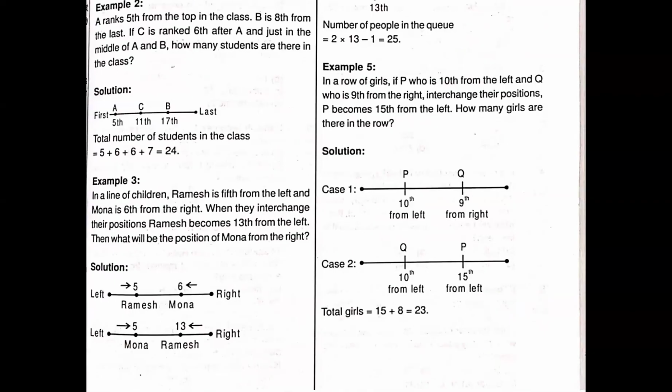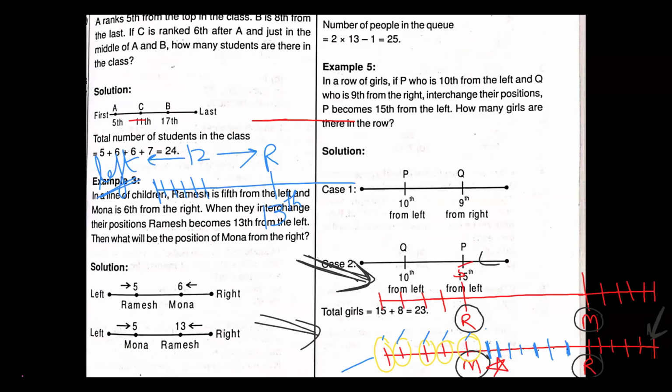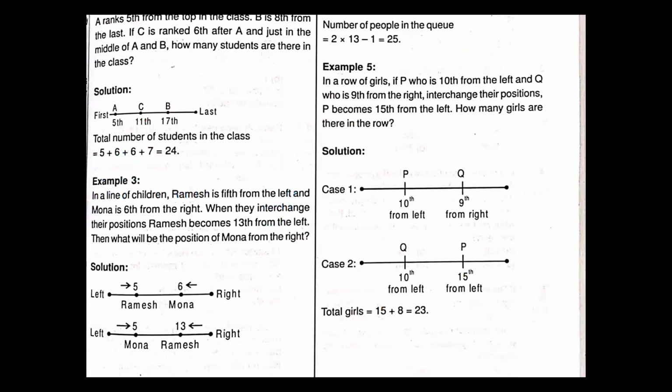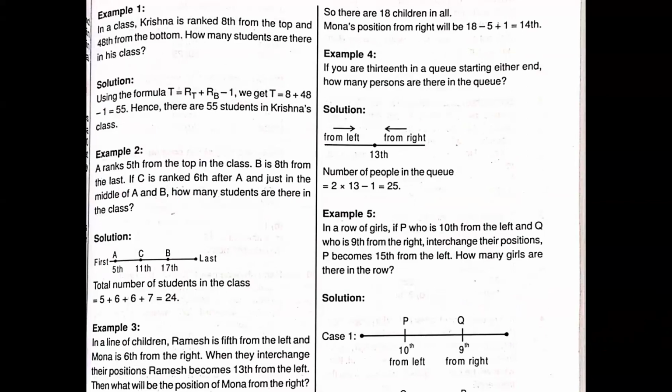Have you got the arrangement? How we have done it? Yes, ma'am. Anaya, you also? Yes, ma'am. Okay. So see, like this, we'll see some more variety of questions in ranking arrangement. Let's see one more example.